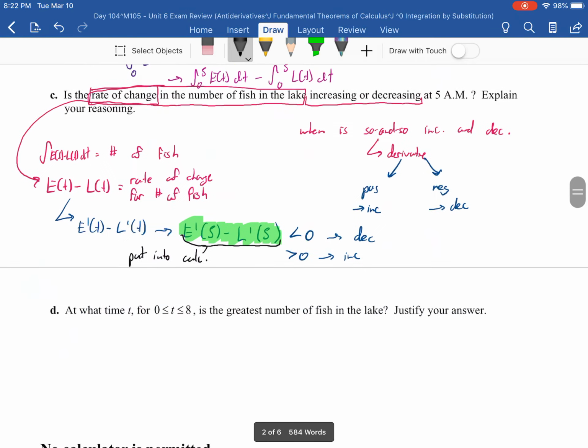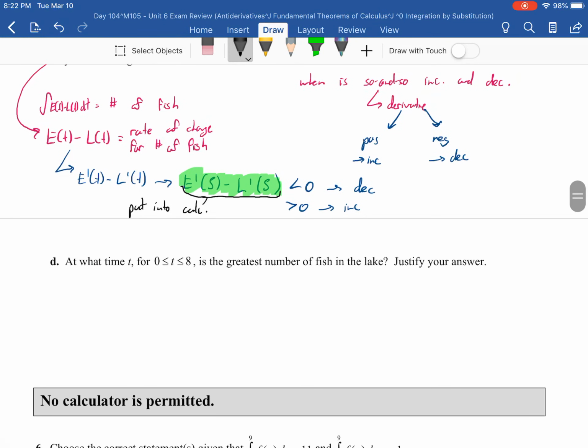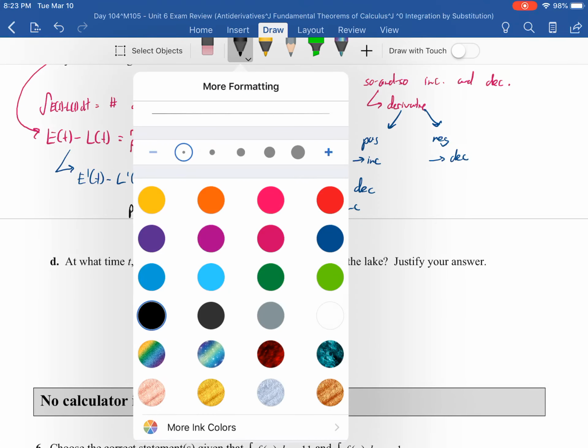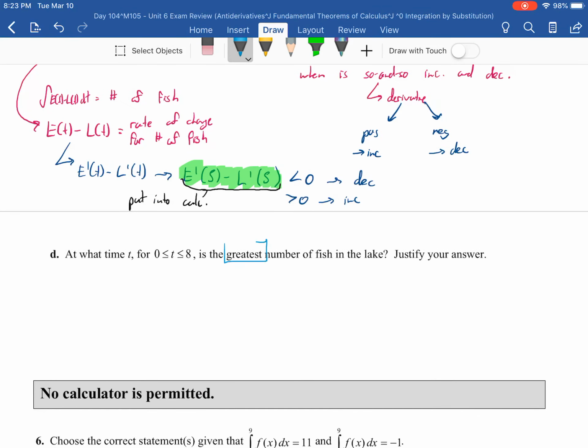All right. So now we look at D. At what time is the greatest number of fish in the lake? Justify your answer. All right. So greatest number. Now I hope when you see a phrase like that, you think about this idea of a max. That's one of those major topics that we talked about, finding the maximum or minimum of a function.